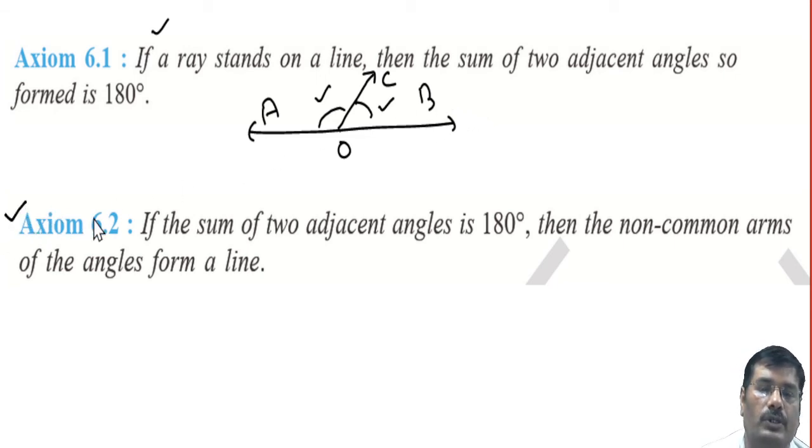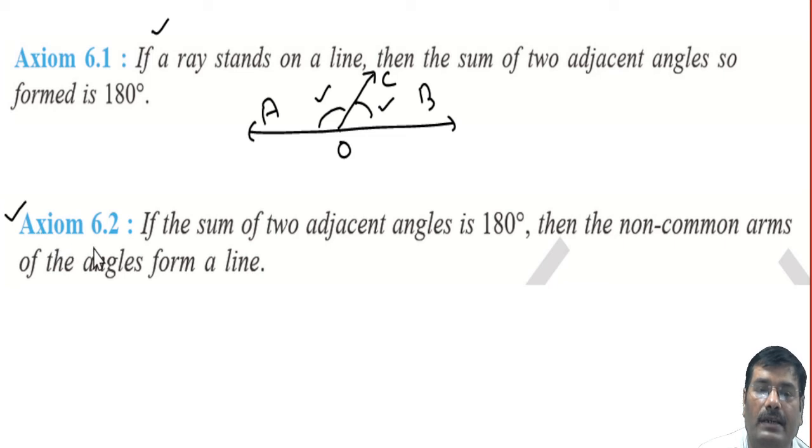And axiom 6.2 is that if the sum of two adjacent angles is 180 degrees, then the non-common arms of the angles form a straight line. It is very useful whenever we have to show that something is a straight line. What is the condition to show a straight line? If the sum of two adjacent angles is 180 degrees, then the non-common arms of the adjacent angles form a straight line. So we have to remember these two theorems.